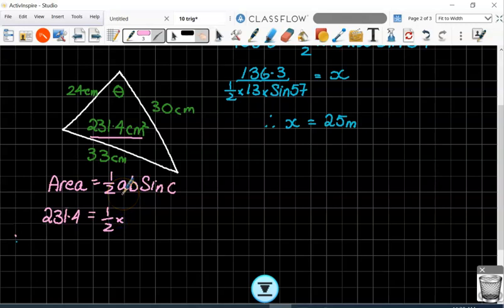2 lengths. Do I have 2 lengths? But which 2 lengths am I popping in there? 30 and 24. Why? Right, because that's the angle that we want to find. If this was the angle that I wanted to find, then what 2 lengths would you put in? 33 and 24. It's that simple.